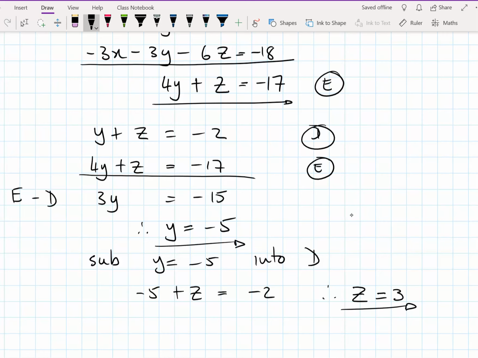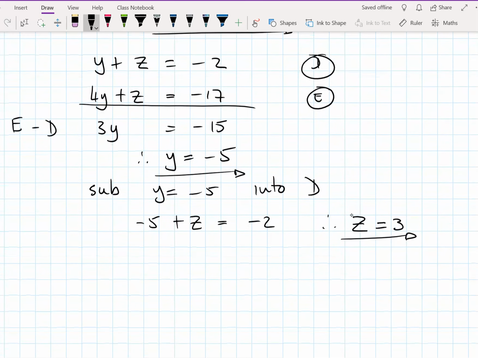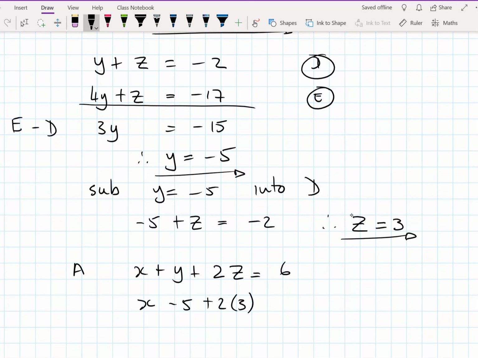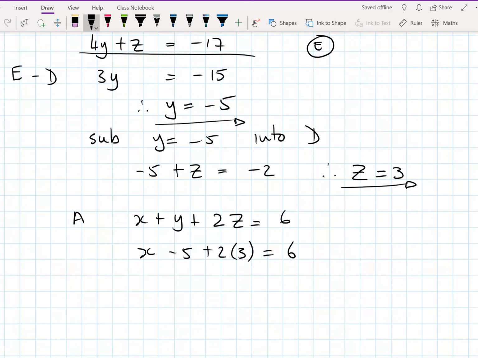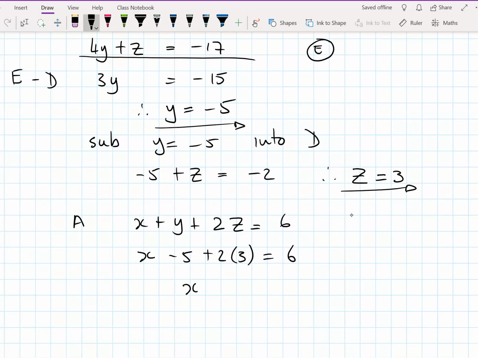So I've now picked up a value of y, I've picked up a value of z. All I have to do now is to go back to one of the original equations, and the simplest of those original equations was equation A. And equation A looked like this. It said x plus y plus 2z equals 6. And I put in the values that I know. I don't know what x is, but I know that y is minus 5. I know that z is 3, so I've got 2 lots of 3 equals 6. And if I solve that, I'm going to come up with the fact that x is equal to 5.